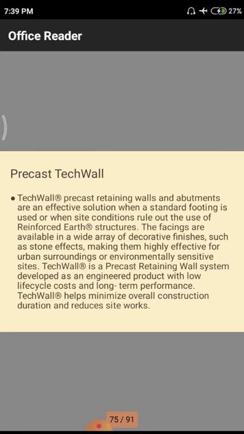In some cases, like highways, they have to bear a huge amount of moving loads. In those conditions we definitely have to go for an alternative compared to these precast technical walls. But for a structure we construct for decorative purposes, definitely we need to use these precast tech walls. Such stone effects make them highly effective for urban surroundings or environmentally sensitive sites. In those two conditions we use this kind of precast technical walls for good appearance.